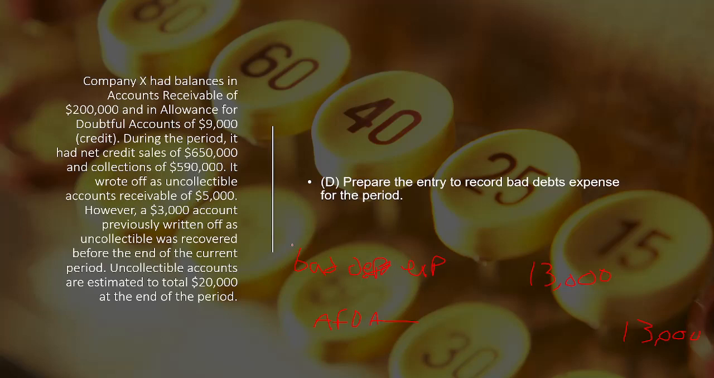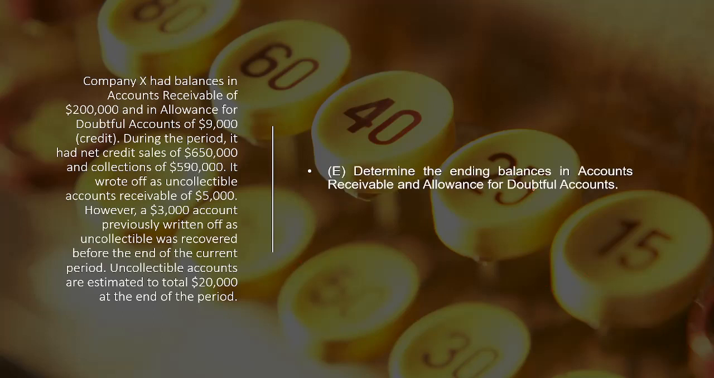So let's look at the next question. Determine the ending balance in accounts receivable and allowance for doubtful accounts. We're going to do T-tables, and if you don't know what T-tables are, it means that you haven't watched my videos, and I want you to watch my videos. So these are T-tables pretty much. This one is accounts receivable, and this one is allowance for doubtful accounts. When we get this kind of question, we always start with a beginning balance of 200,000. So let's write 200,000 right here.